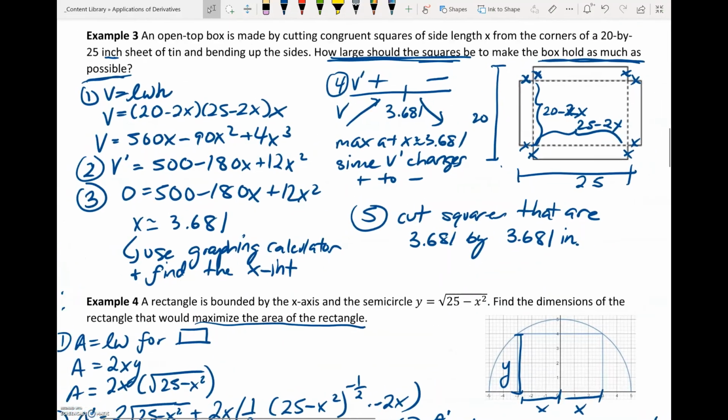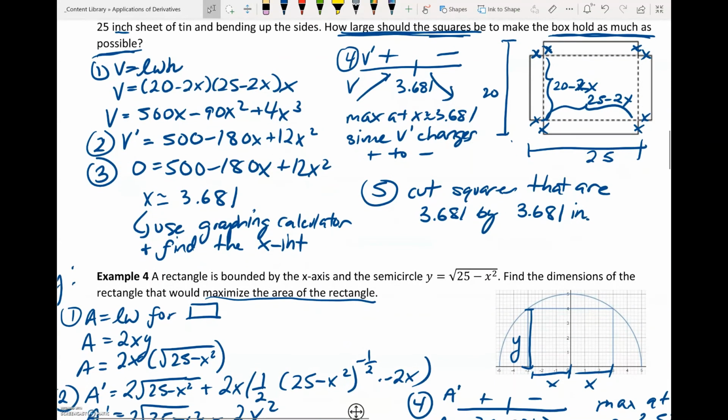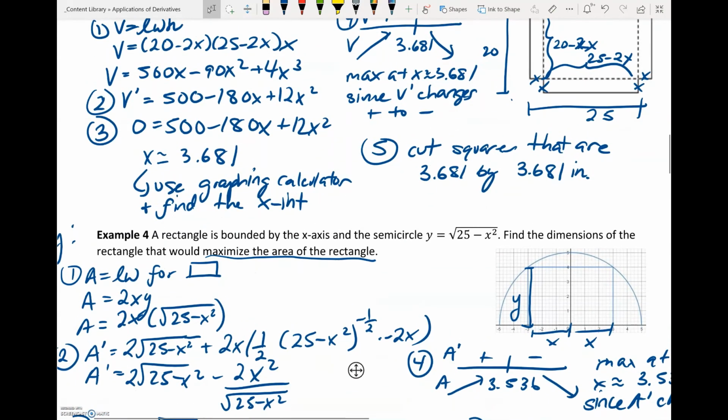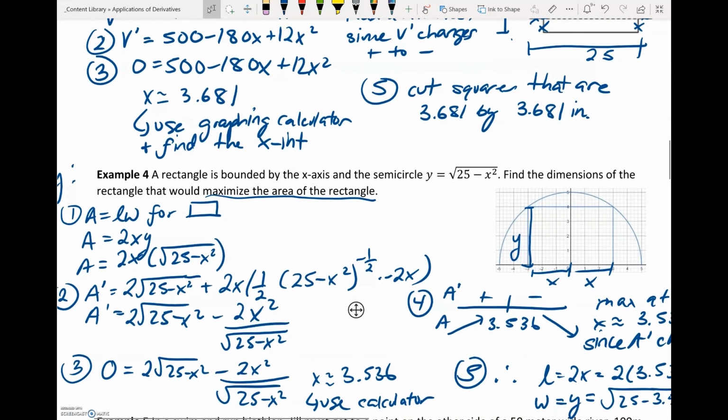Okay, so your first step is to determine your optimization function. So area is length times width. We said that length can be 2x and our width can be y. So you change to 2xy for your area. We know what y is. It's given to us in the original question. You replace y with the root of 25 minus x squared. Then you're going to take the derivative, and it is a mess to take this derivative, but we can use our graphing calculator to find that x value. So once you find the derivative, you can plug it into your calculator and then use it to find your x-intercepts. This will be a critical point.